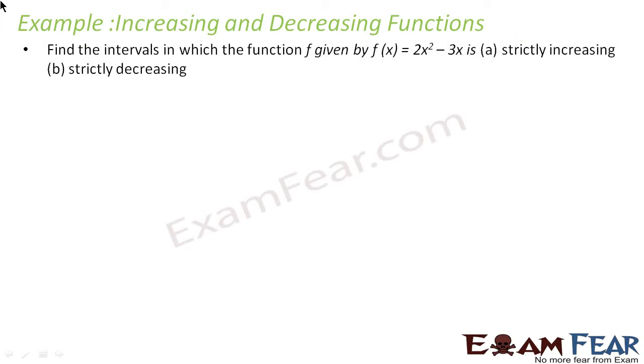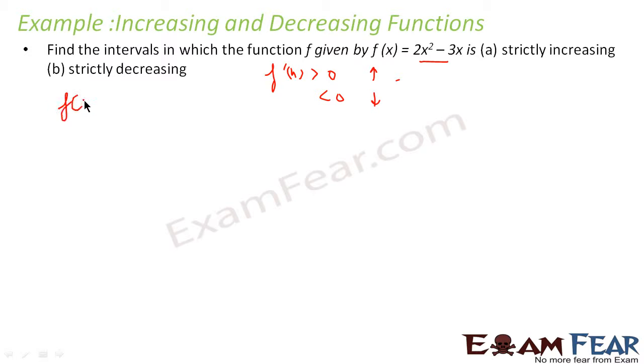Let's take one more example of increasing and decreasing function. In this example, we have to find the interval in which the function 2x square minus 3x is strictly increasing and strictly decreasing. The formula, we know that we have to find f dash x. If this is greater than 0, it is increasing. If this is less than 0, it is decreasing. Correct? So let's find f dash x.